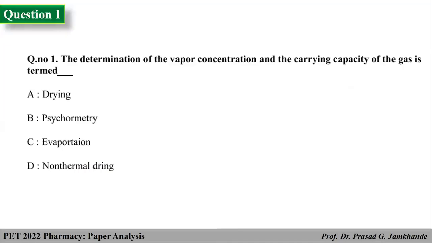Question number one: the determination of vapor concentration and carrying capacity of the gas is termed as, which is the particular terminology used for measuring vapor concentration and carrying capacity. The answer is psychrometry, because drying is nothing but the removal of liquid from content. Evaporation is nothing but the conversion into the gaseous form. Non-thermal drying is also a technique of drying where direct heat is not used. But for vapor concentration and the carrying capacity of gas, psychrometry is the correct term used.